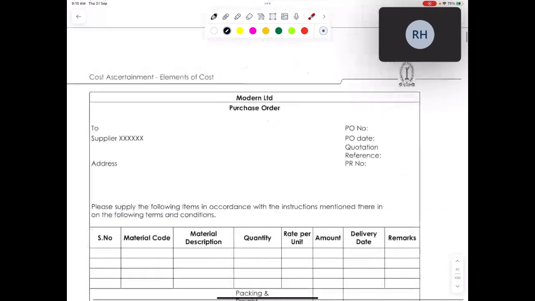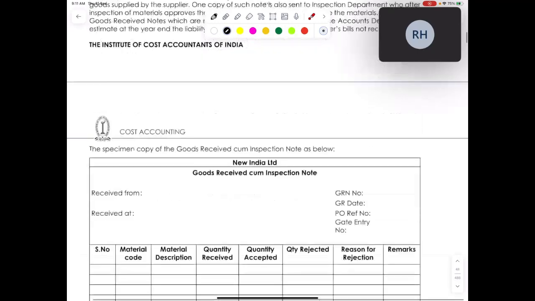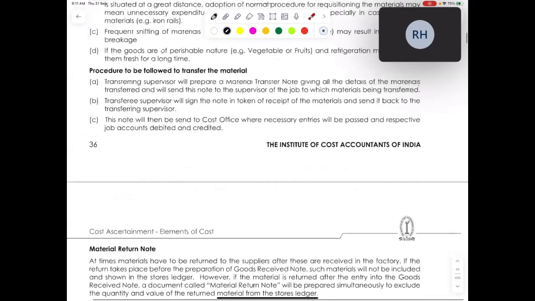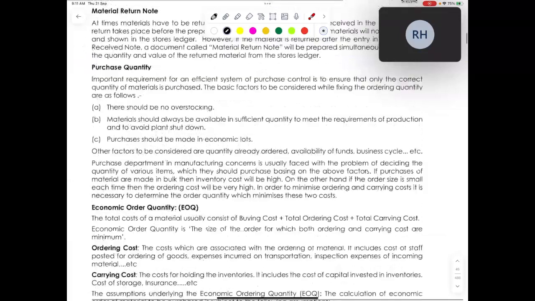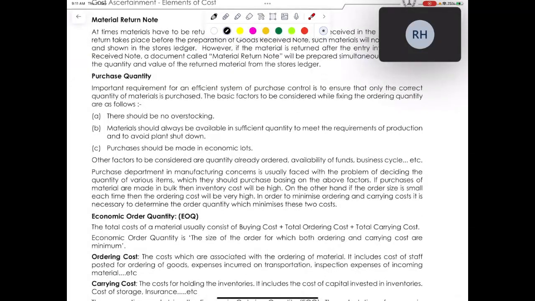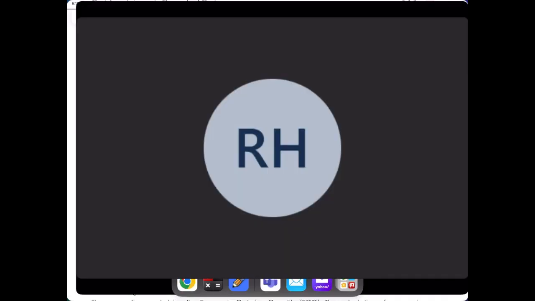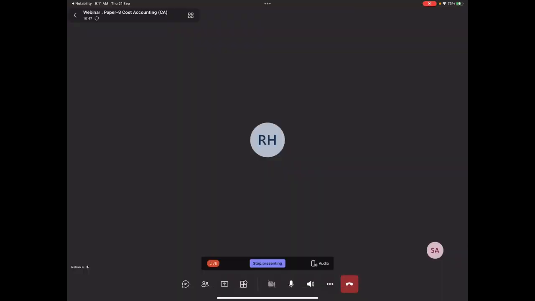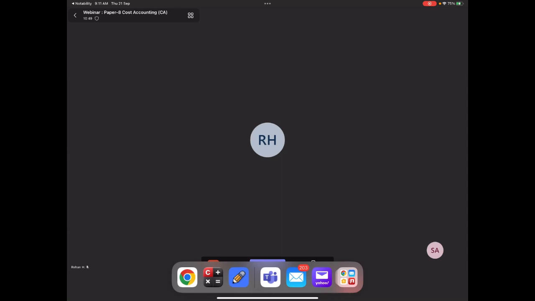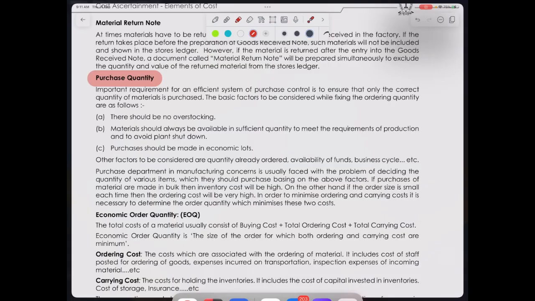Now, the next important point is very, very important, my dear student. This concept is very, very important. Whenever the purchase department has to place a purchase order, listen to me very carefully, beta. This is the most important topic in this particular chapter.